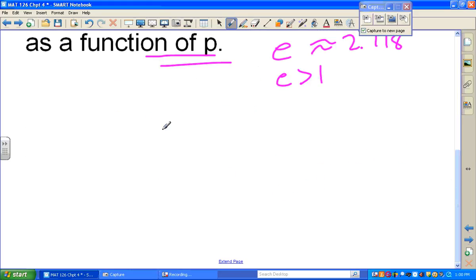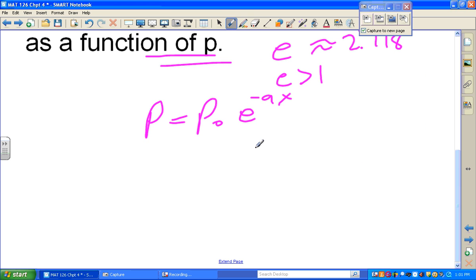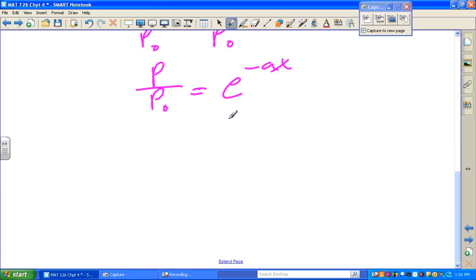So, P equals P sub 0, E to the negative A X. I think there's a negative up there. So, first things first, divide by the constant P sub 0. And when you do that, you're actually almost done. This is exponential form, you want to rewrite as a log, correct? And this log has base what? E. So, log base E of P divided by P sub 0 equals negative A X.